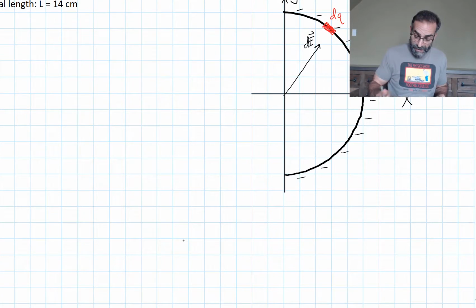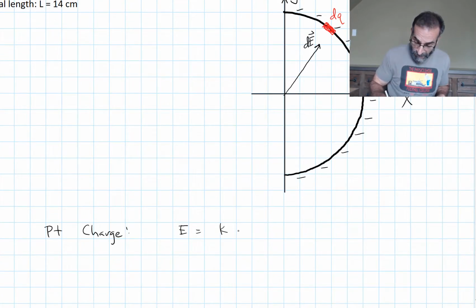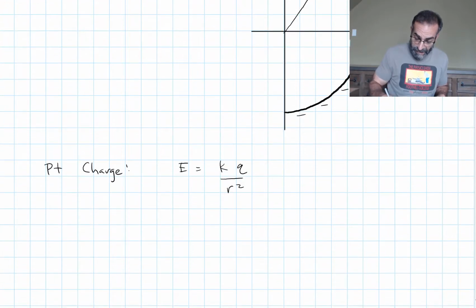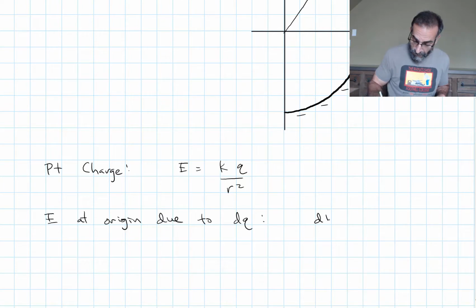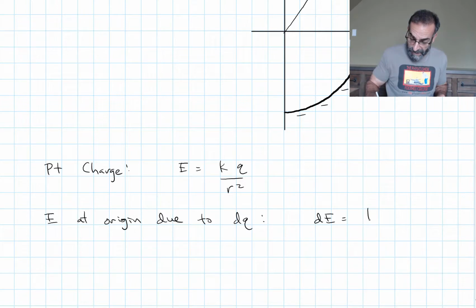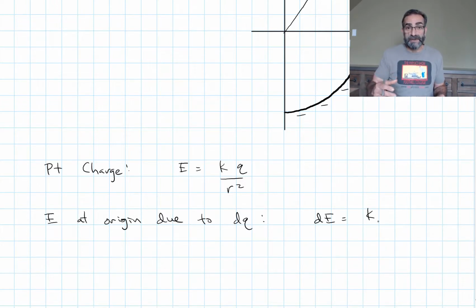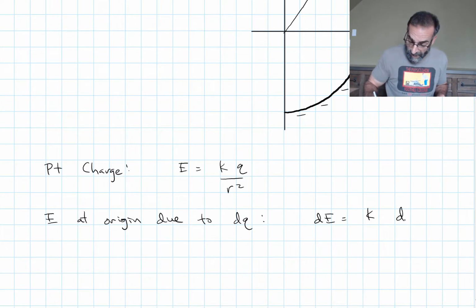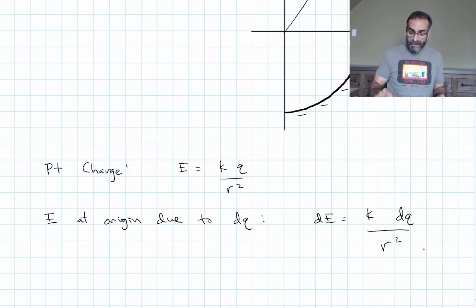The electric field produced by a point charge is kq over r squared. The electric field at the origin due to dq is going to be our constant k times the amount of charge producing the electric field, that's dq, over the distance between dq and our point of interest squared, k dq over r squared.